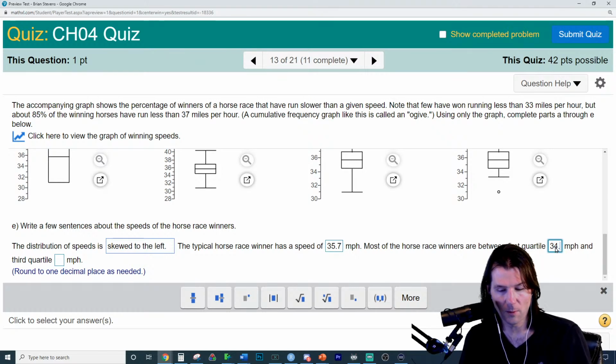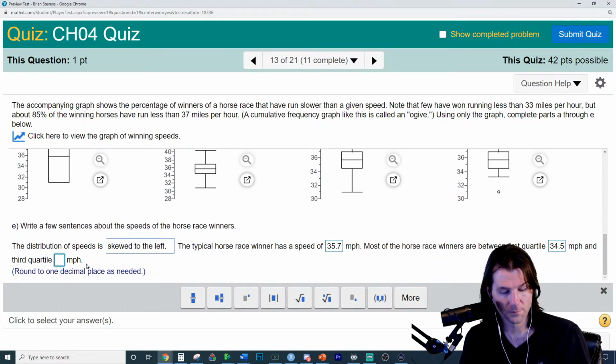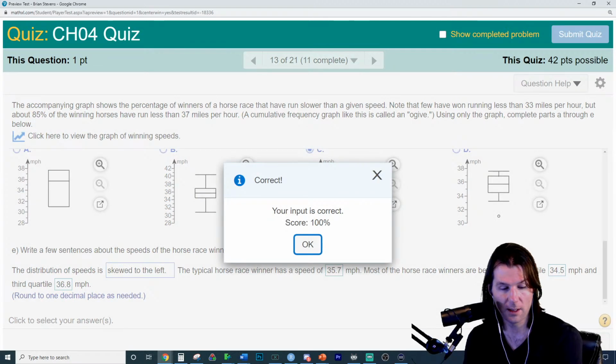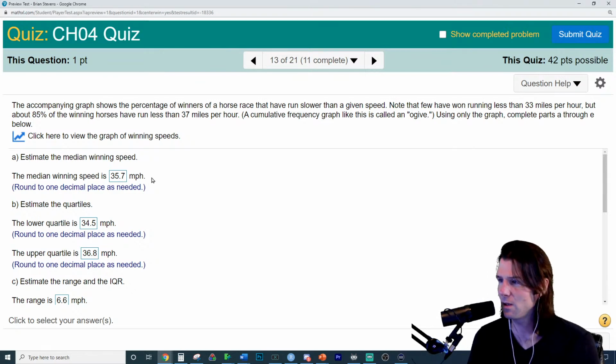So let's see if we got them all correct. And 36.8. And we should. Not today. I don't think I mistyped anything. Not today, Pearson. Great job. Let's see what would have happened if we put, what was the median you said? I think you said 35.8.